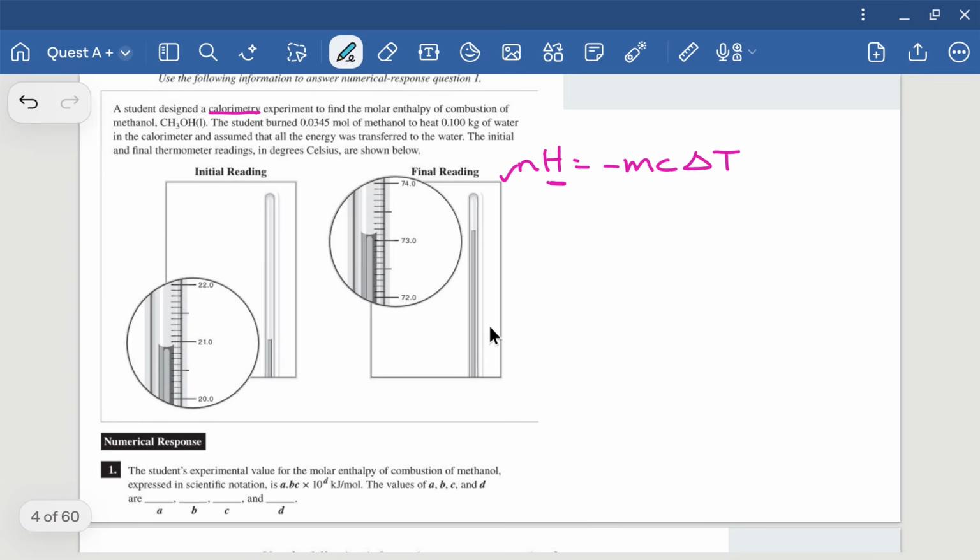So it does tell us the amount of moles of what's being burned, which is methanol. It tells us the amount of water, but that needs to be in grams. We do know the specific heat capacity of water. And we get the final and initial reading of the temperature that we'll have to take the difference. So let's start to fill that in. So we have 0.0345, and this will be times H, and that will equal negative 100 grams times 4.19.